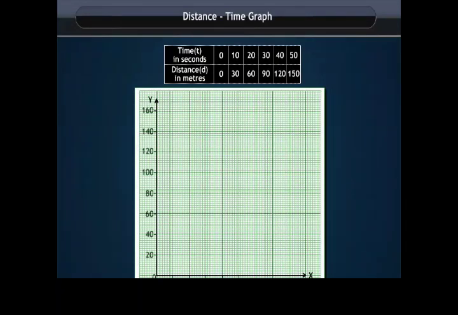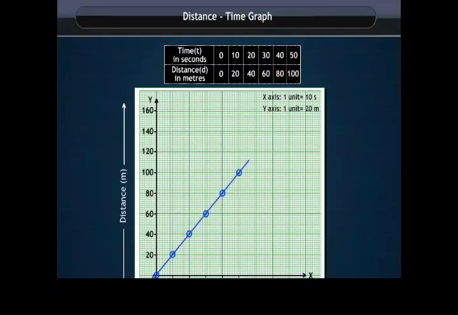The point of intersection of the axis is called the origin. Plot the time on the x-axis and distance covered on the y-axis and choose a proper scale so that the values can be properly marked. According to the values of time and distance, mark the points on the graph. Join the plotted points to get the graph.